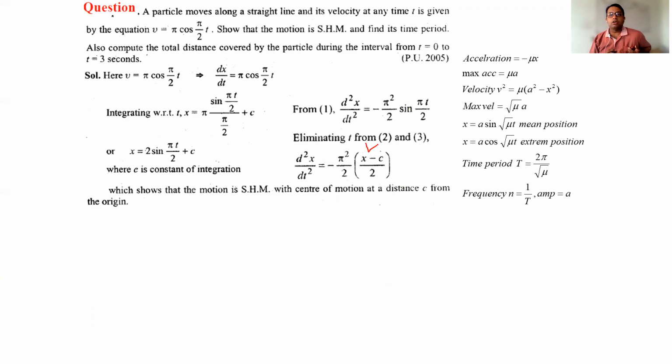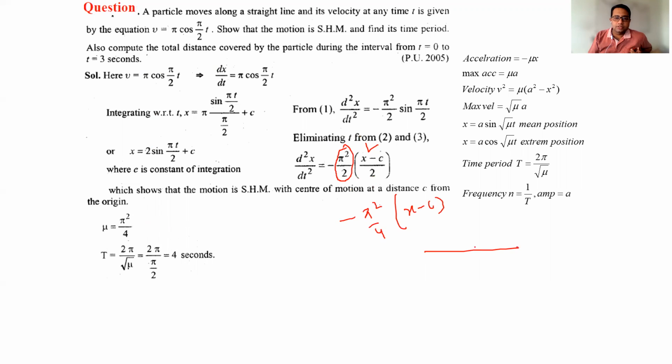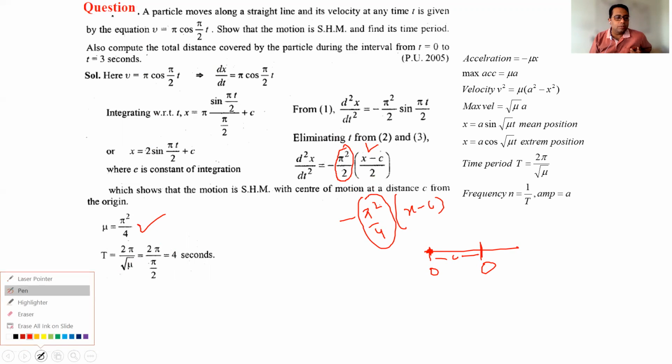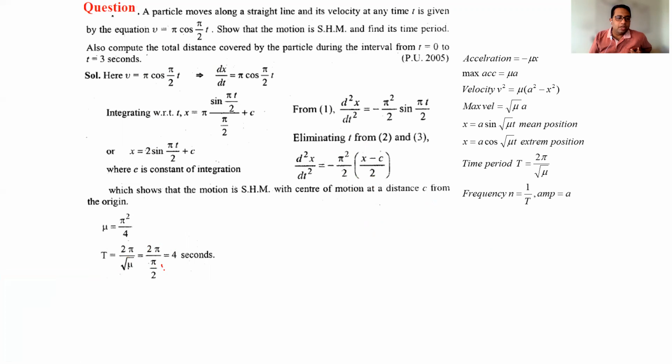You can have x here or you can have x minus c here, and mu will be equal to pi square by 4, with the expression minus pi square by 4 times x minus c. We are just saying that the origin has shifted, and the mean position has shifted to a distance c, but mu stays the same, that is pi square by 4. So the period of the motion is T equal to 2 pi by root mu. Root mu is pi by 2, so it will be 4 seconds. The first question is done.